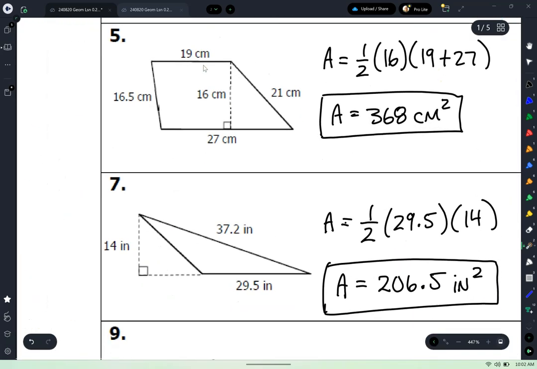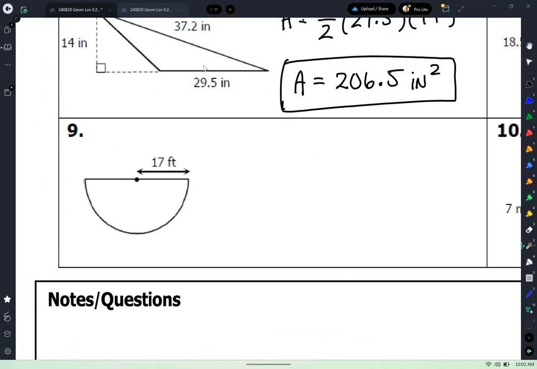Okay, let's go down here and talk about number 9 then. Why don't you set up the problem for number 9 the way you think it might work? Go ahead, give it a shot. Okay, yeah. So this is what you should have had, something like that. 17 is your radius, right? And then you've got your pi radius squared, and then we're cutting that in half.